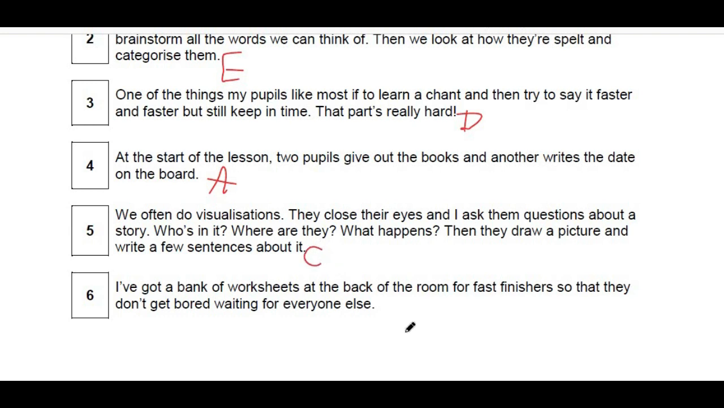And the last one, number 6, I've got a bank of worksheets at the back of the room for fast finishers, so they don't get bored waiting for everyone else. That's number 6. The obvious answer to that would be G, enough time to complete their work. Which means you don't tell the students that didn't finish to go ahead, hurry up. Quite the contrary, you give them enough time to finish, and somebody who finishes very quickly, you have extra activities for them to do.